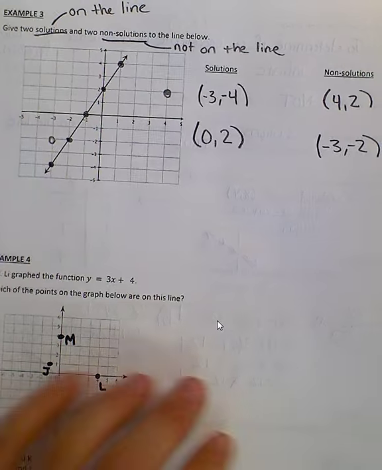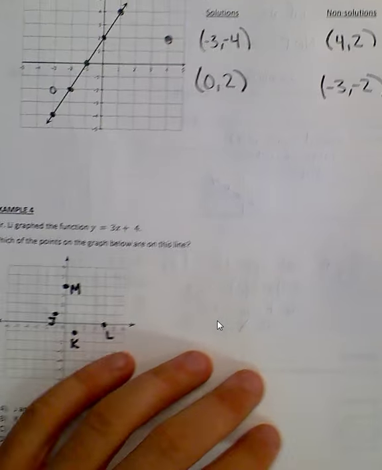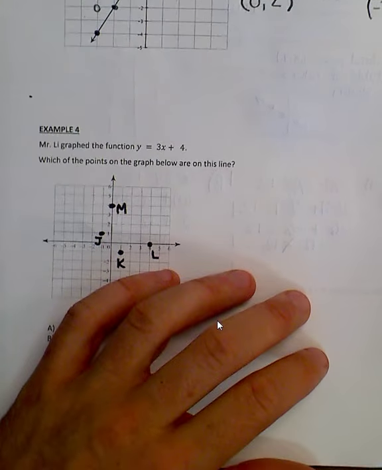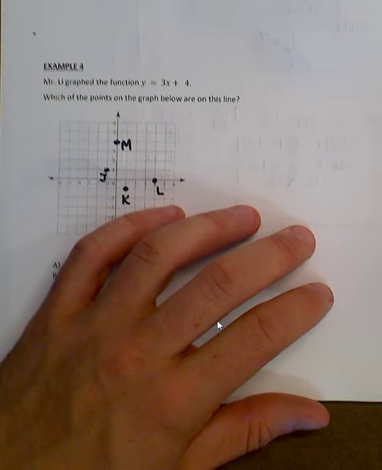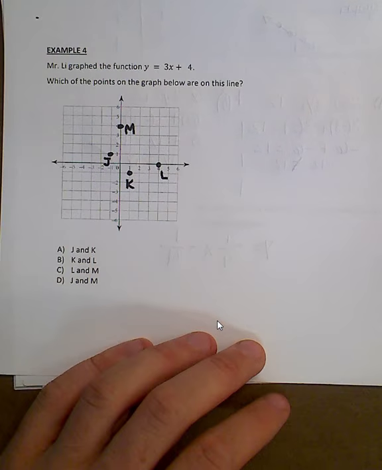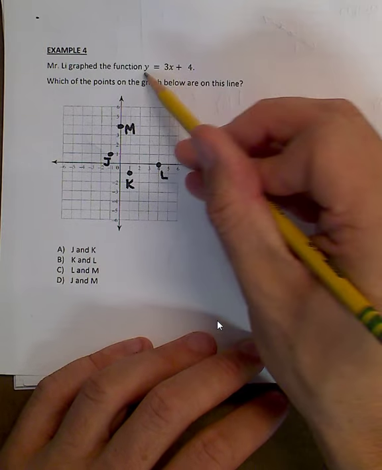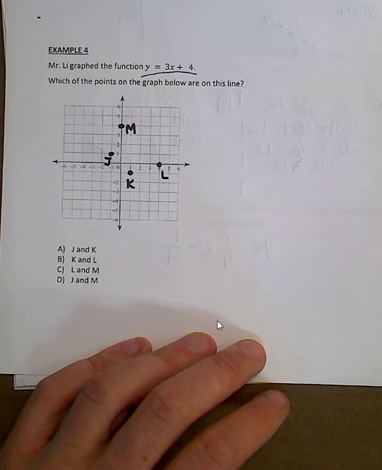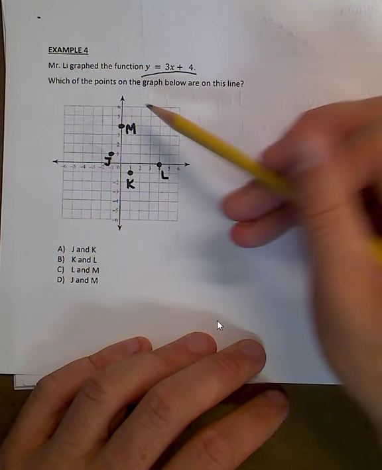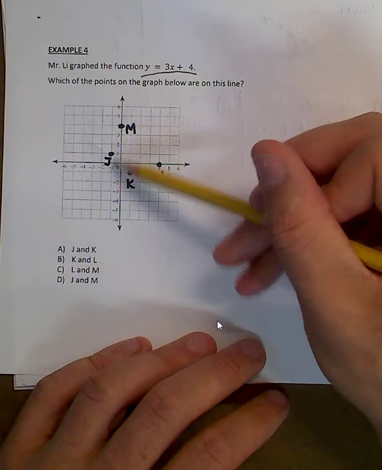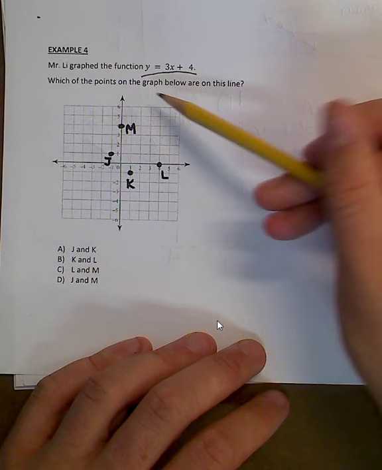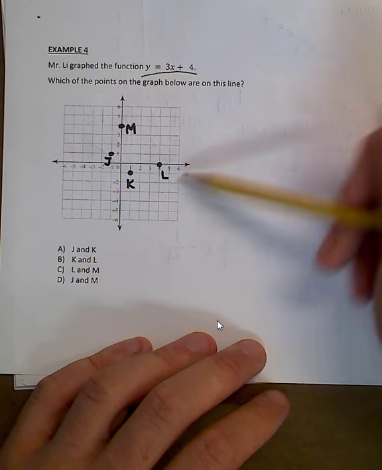And then the last example before you can do the classwork is example 4, which says, Mr. Lee graphed the function y equals 3x plus 4. Okay, so he graphed this line. We can't see it yet, but we want to know which of the points J, M, K, or L on the graph are below this line, and here are our answer choices.